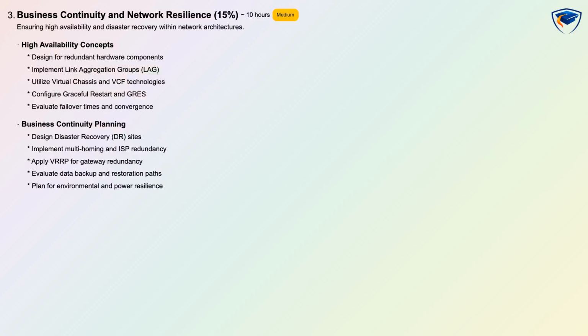Business Continuity and Network Resilience accounts for 15%, is medium difficulty, and suggests about 10 hours of study time. Candidates will learn high availability concepts like redundant hardware, link aggregation groups, virtual chassis and virtual chassis fabrics, graceful restart, and how to evaluate failover times and convergence. The domain also covers business continuity planning, including disaster recovery site design, multi-homing for ISP redundancy, VRRP for gateway redundancy, and backup and restoration path planning.